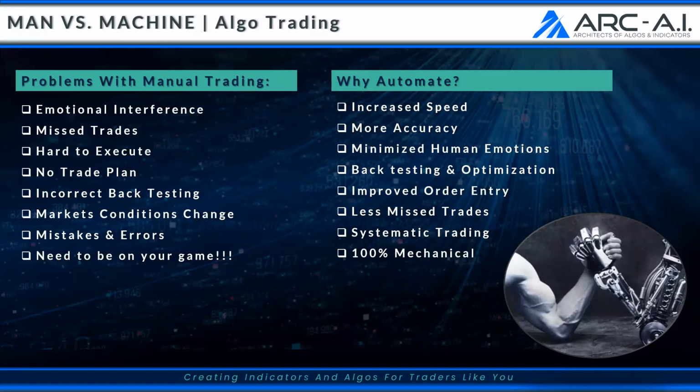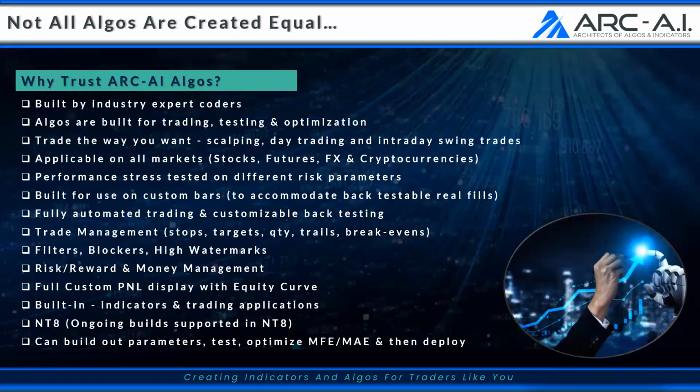So why would you want to automate? Well, there's increased speed. It's way more accurate, aside from the little bit of slippage here and there. Minimized human emotions. The robot doesn't care if you feel good or bad. It's doing what it's supposed to do. You can more easily backtest and optimize what your edge is because you've got the data to prove it. You've got improved order entry, less missed trades, systematic trading, and it's 100% mechanical. Now, that can be a good thing. There are also certain things where we as traders could choose to intervene, and we'll talk about that here today as well.